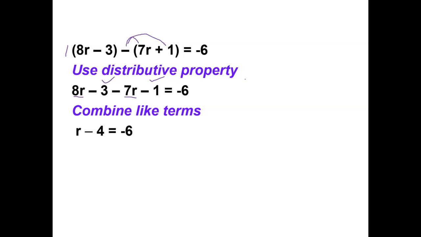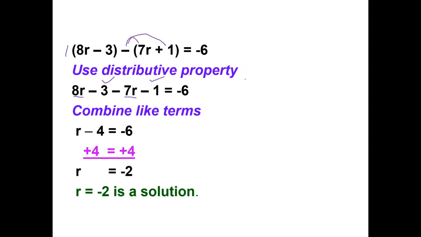I want r alone, isolated. So to do that, I must get rid of the negative 4. I must add positive 4 on both sides of the equation. And therefore, you can get rid of the 4 from both sides, and r equals negative 2 is your final solution. Let's try one more.